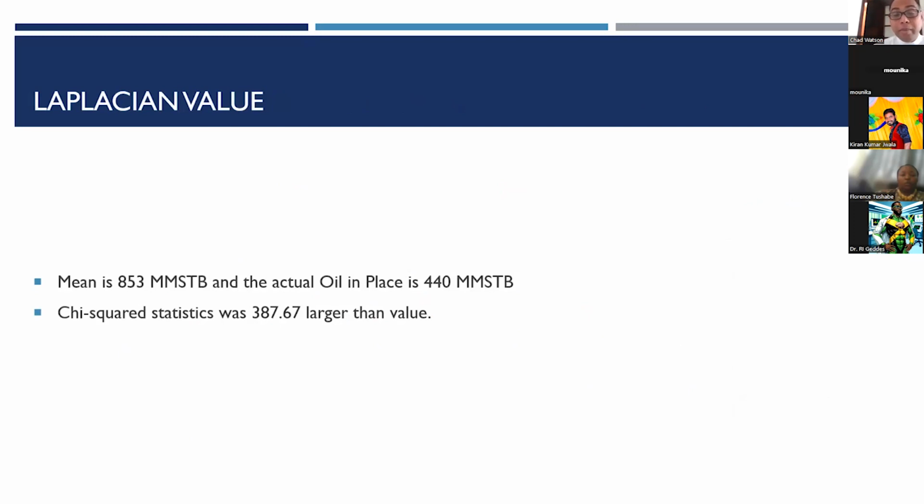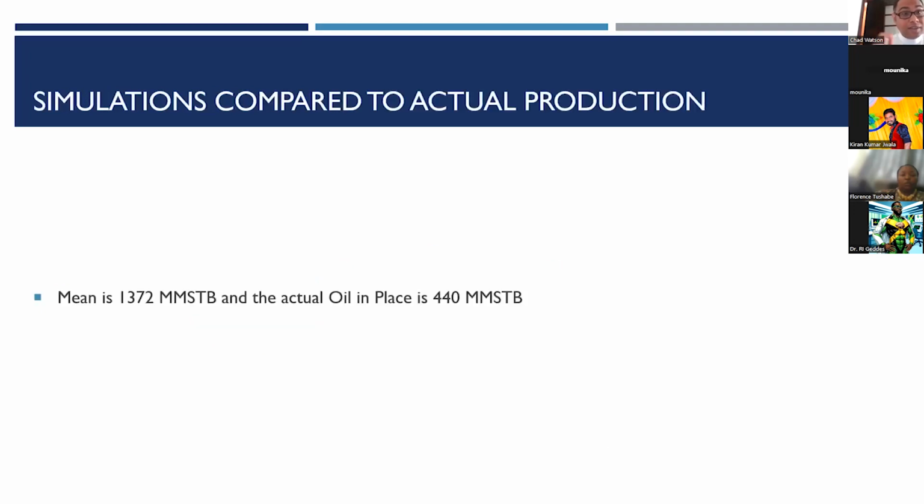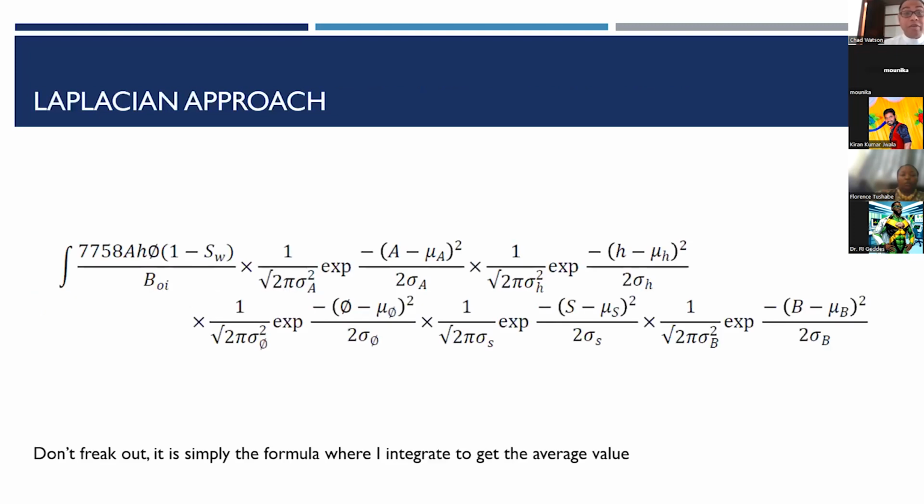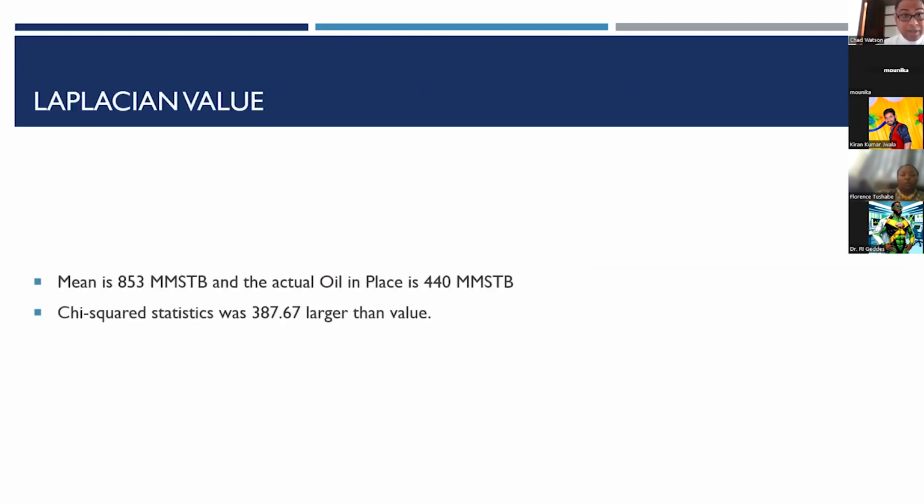But remember, the actual oil that was in the reservoir was 440 million stock tank barrels. So it's overestimated as well. But if you look at the MCMC algorithm, you see it's 1372 as opposed to 440. The overestimation using the MCMC is much greater than with the Laplacian value, right?